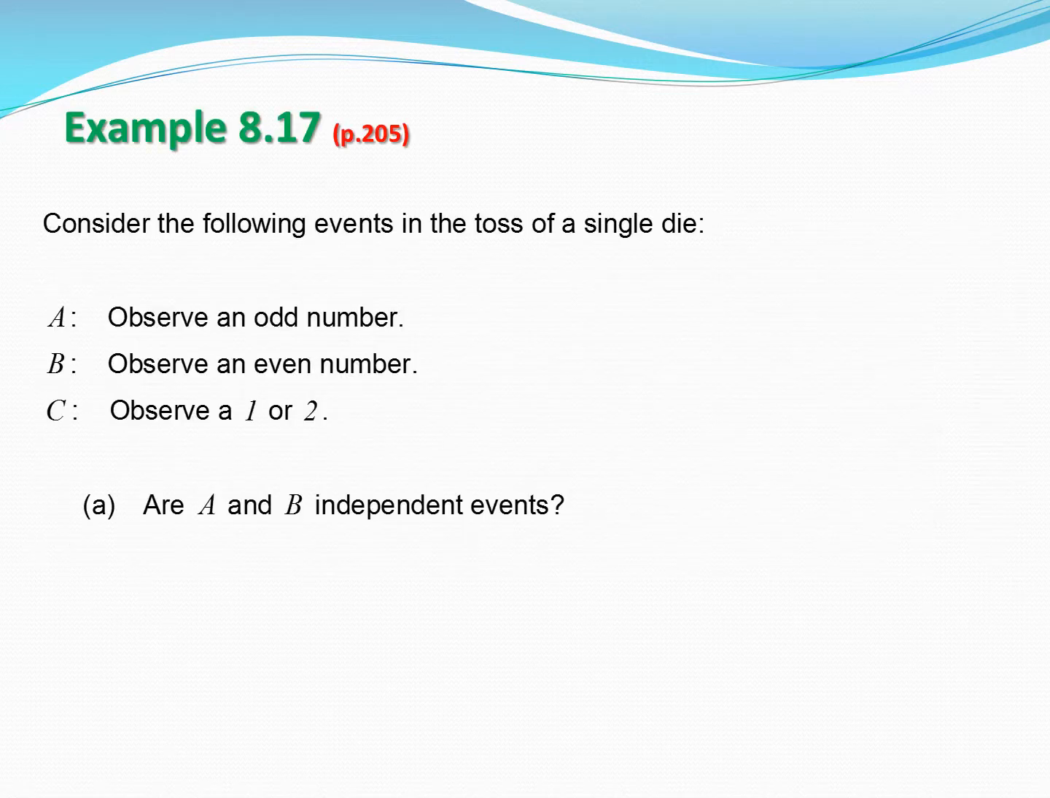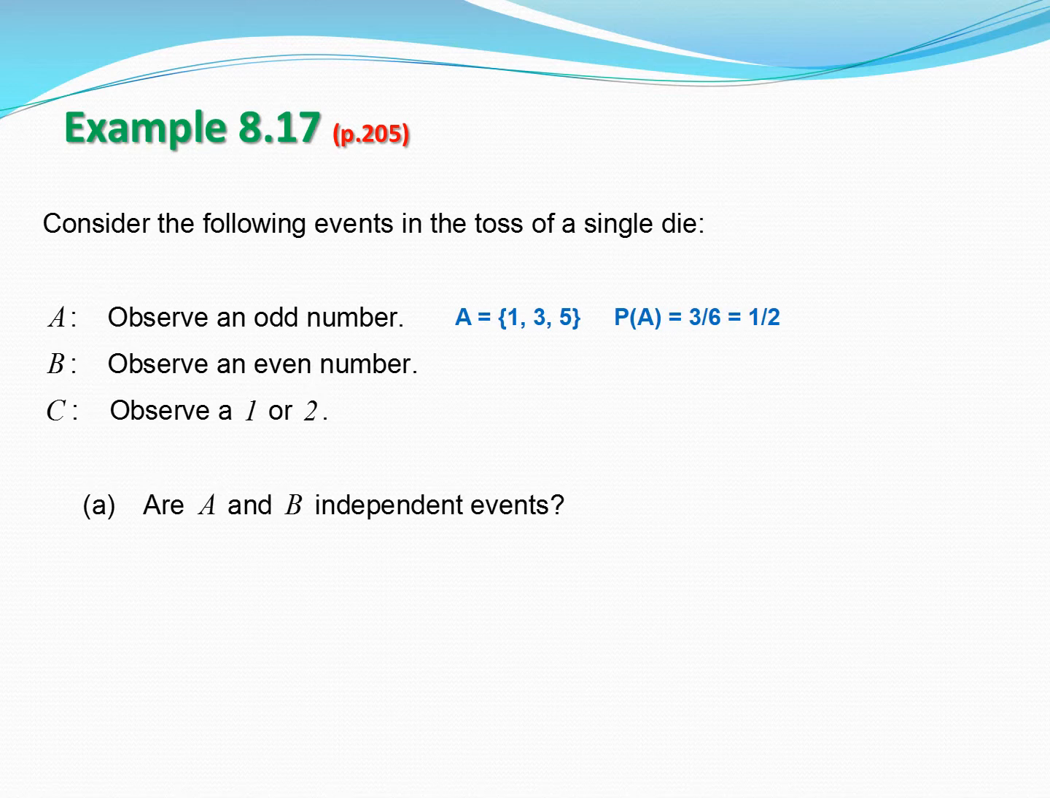For example, let's say that we toss a single die. So the outcomes in our sample space will be 1, 2, up to 6, and we define the following events. Event A, we observe an odd number. That means that the outcomes in event A will be 1, 3, or 5. So our probability that event A will occur will be 3 over 6 or a half.